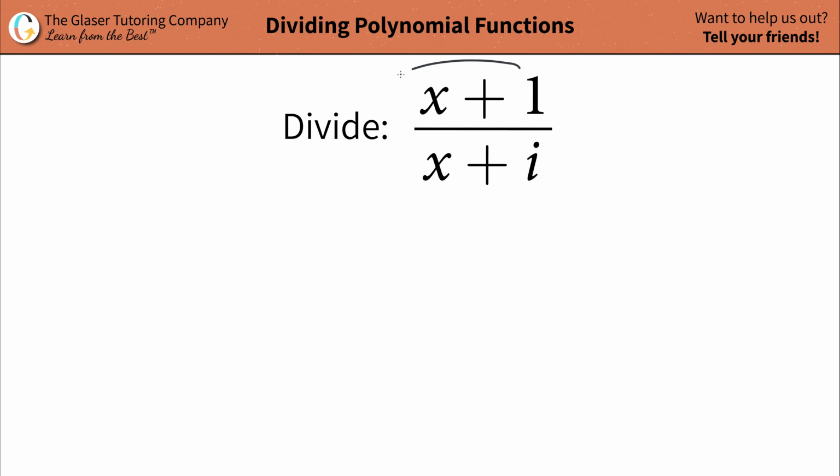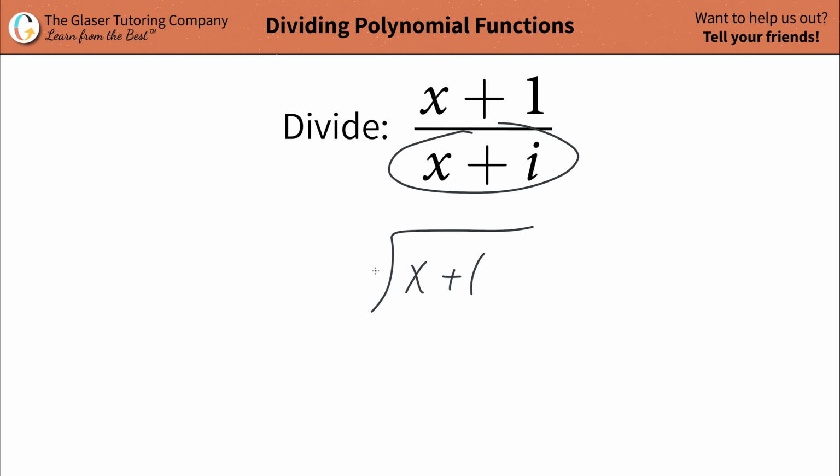Today I want to teach you how to take x plus 1 and divide it by x plus i. Always start with your numerator first, so write down x plus 1. Then that'll go on the inside of your division symbol there. Okay, this is the dividend. And then your divisor here, which is in the denominator, write that on the outside.